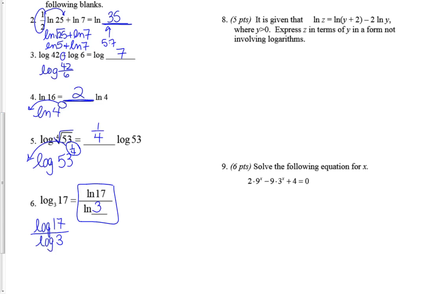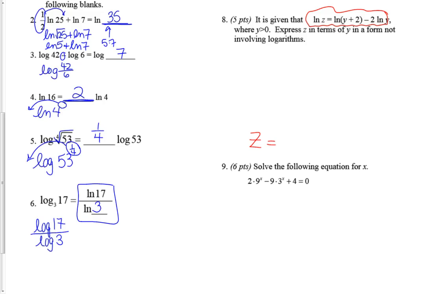Number 8 gives me an expression here. That's a long, complicated expression with logs in it, and it says y is greater than 0, so I don't have to worry about taking the log of a negative number. I'm supposed to express z in terms of y in a form not involving logarithms. That means my final equation down here should be z equals, and on the right side I might have y's, and I shouldn't have anything with logs.